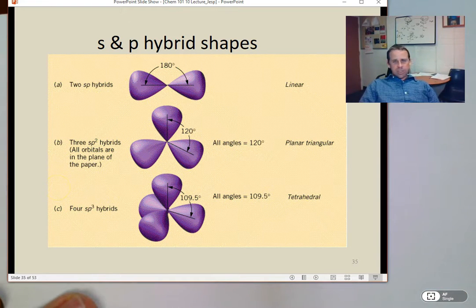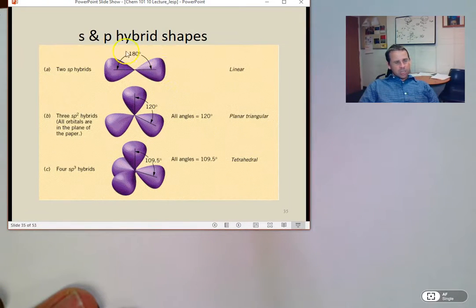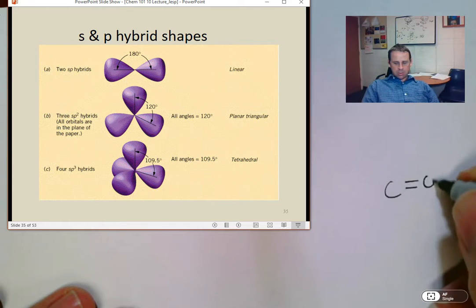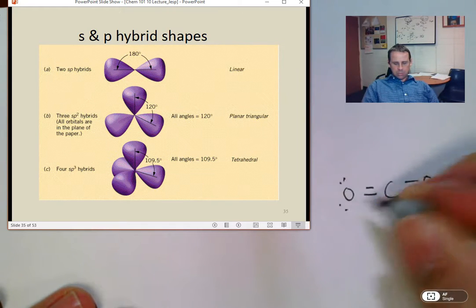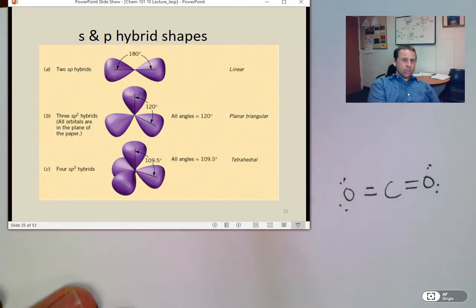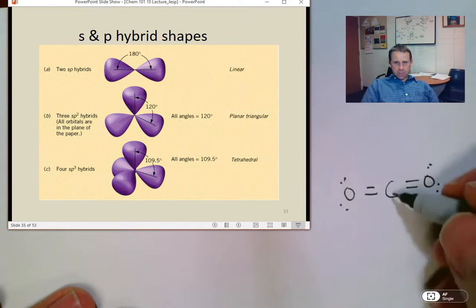So just like before, where the shapes of the compounds were based on the number of regions of electron density, even though we start describing things in terms of hybrid orbitals, the shapes of the compounds still are dependent on the number of regions of electron density. In other words, if I have 2 hybrid orbitals, like if I have a compound like carbon dioxide, 2 regions of electron density extending from this carbon, that means there's 2 hybrid orbitals necessary to be extending from this carbon. 2 hybrid orbitals.